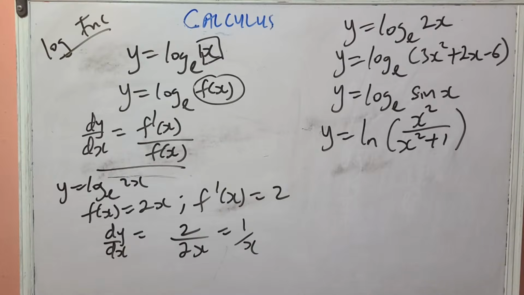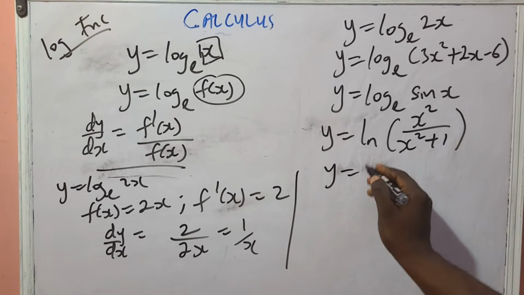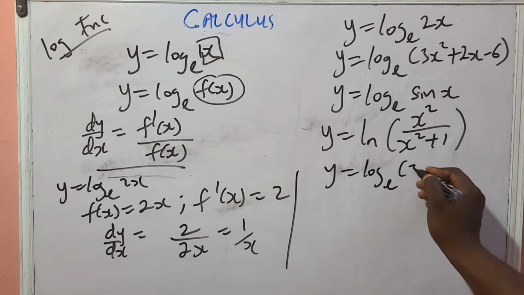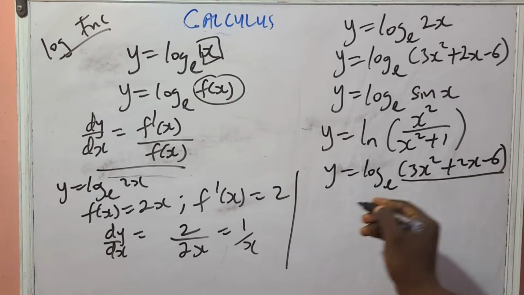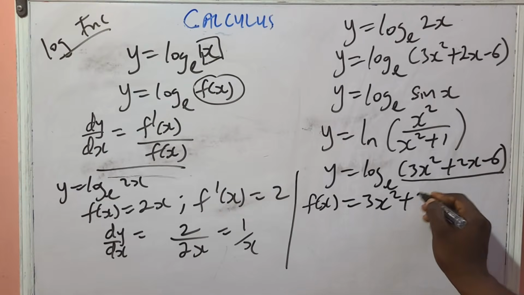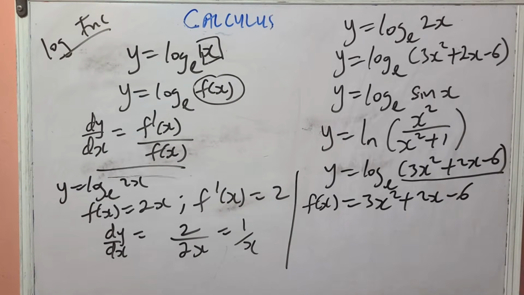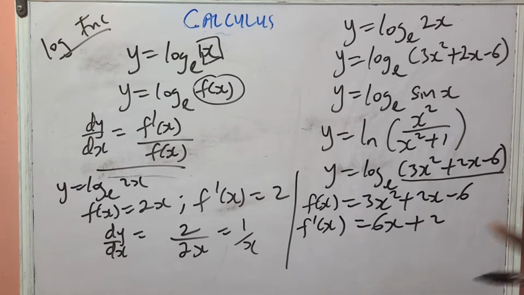What's number 2? Number 2, we have y being equals to log e 3x squared plus 2x minus 6. All right. Now, how do you solve this? First of all, identify your fx. This is your fx here, whatever your log was. So our fx is equals to 3x squared plus 2x minus 6. All right. So you have to go on to find the derivative of this, which will be what? 6x plus 2. All right. So 6x plus 2, that's gotten.